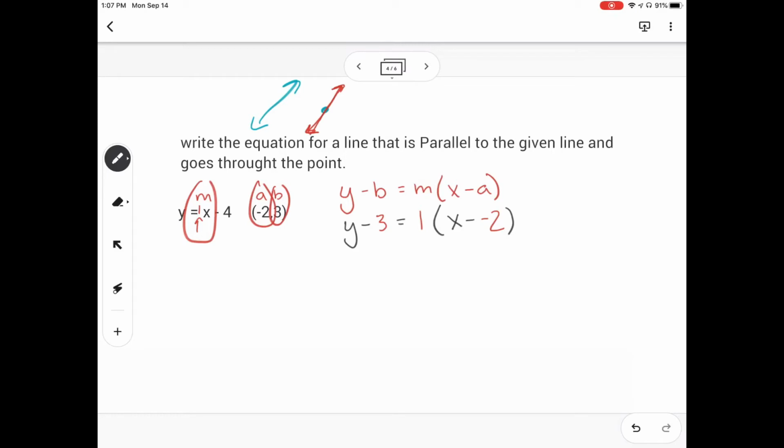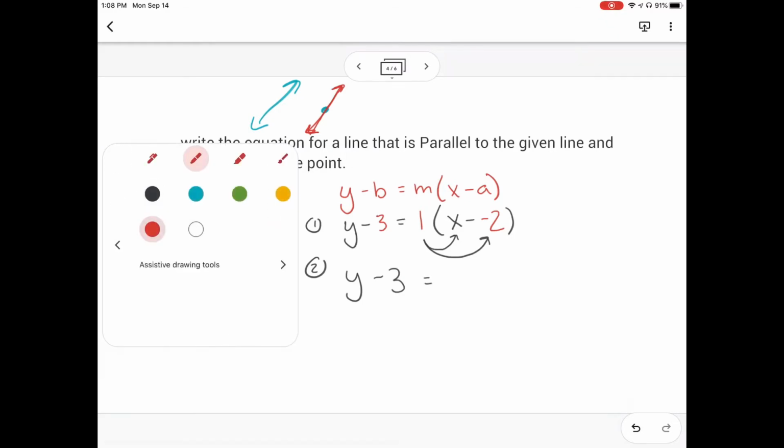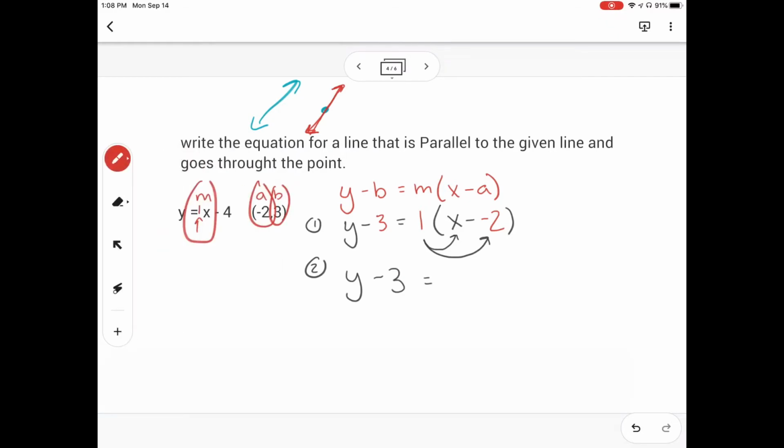Then step 2 is to distribute. We're distributing the 1 to both things in the parentheses. When you distribute, you multiply. 1 times x is 1x, and 1 times -2, or sorry, hold on. Before we do that, just a reminder: when you have 2 negatives here, it's the same as adding. So when I do 1 times 2, I get +2 because 2 negatives make a positive.